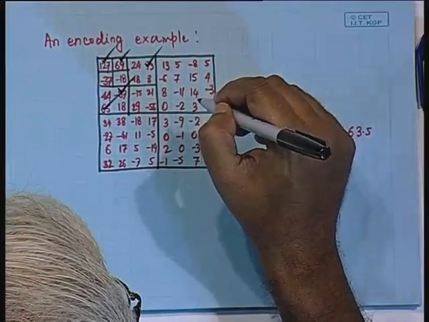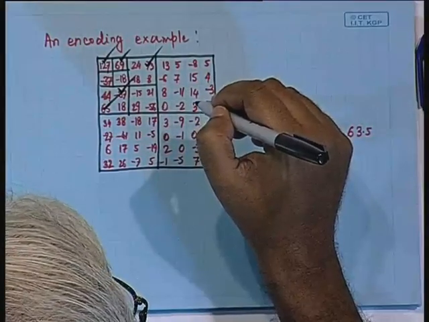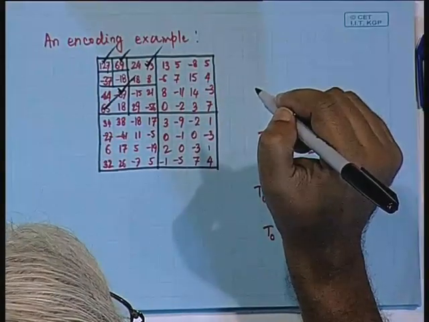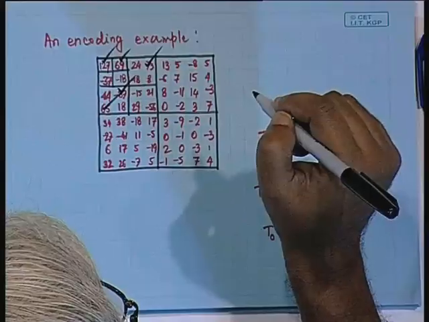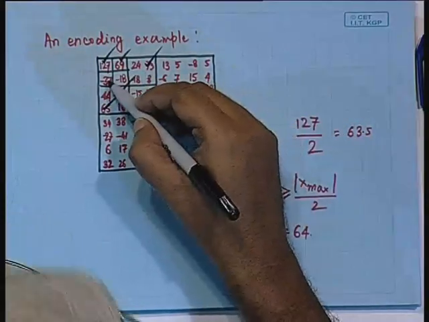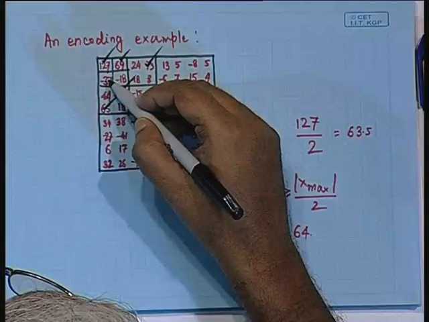Any other significant you can explore? No. So, now let us say that we come to this coefficient minus 37, this is not significant.